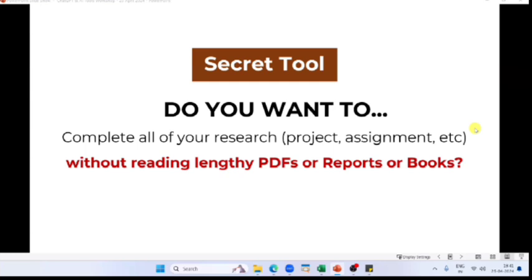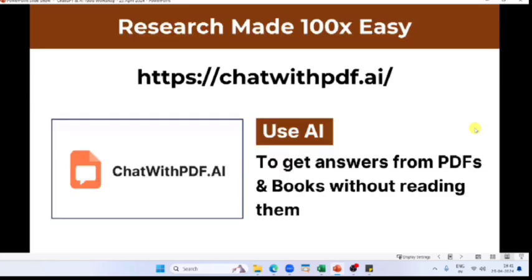So what is this tool? The name of this tool is called, ready for this? Chatwithpdf.ai. Now again, it's a very secret tool. You go to this platform, it will crash. I want you guys to not go on the platform, so I can give you an example. Make sure you go to it later. It's called chatwithpdf.ai, and it can literally make your research work 100 times easier. It can be used to get answers from any PDF or book without reading them at all.